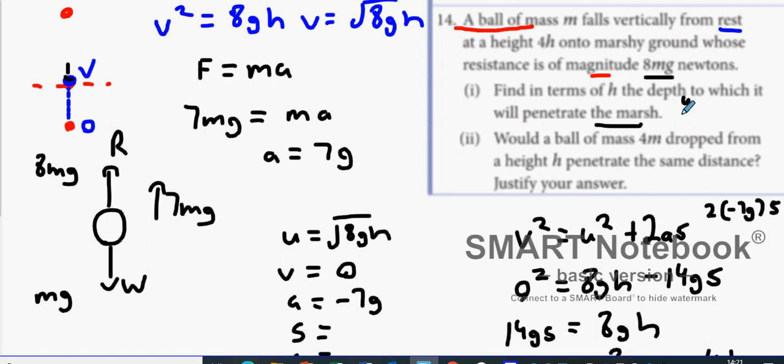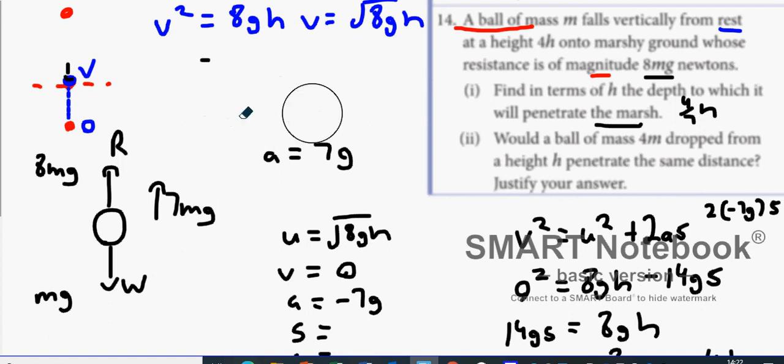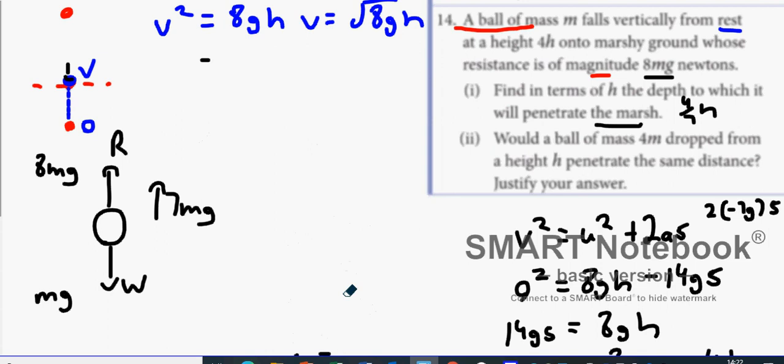Okay, next question is, would a ball of mass 4m dropped from the same height h penetrate the same distance? Okay, so we're actually going to have to go back to the very beginning of the question. So rub all this out for a minute, and we're going to go again.